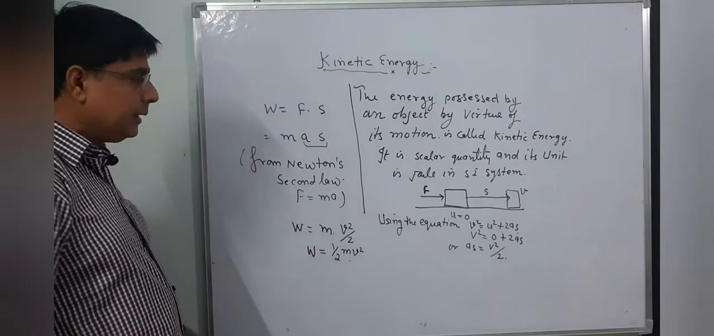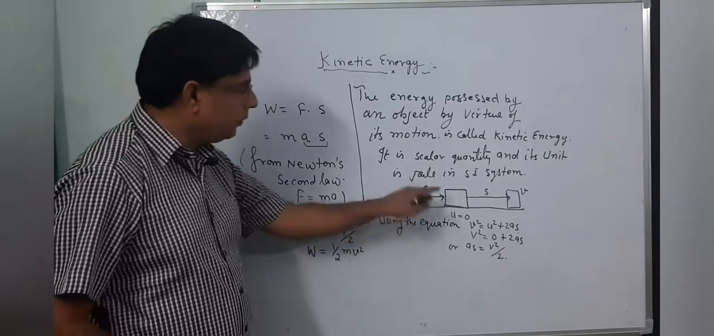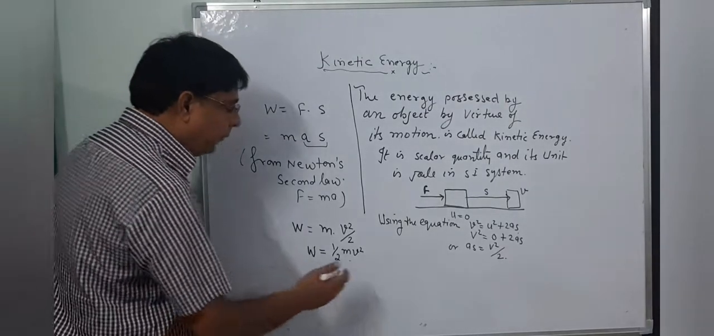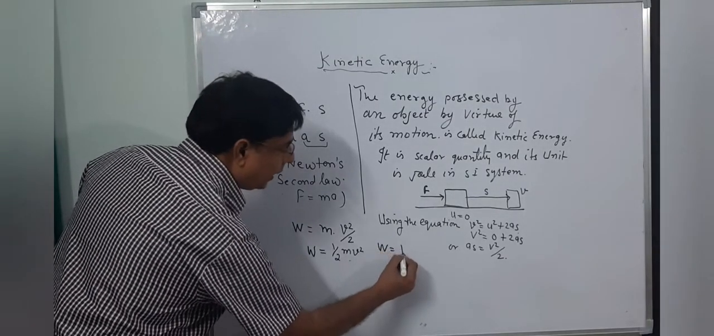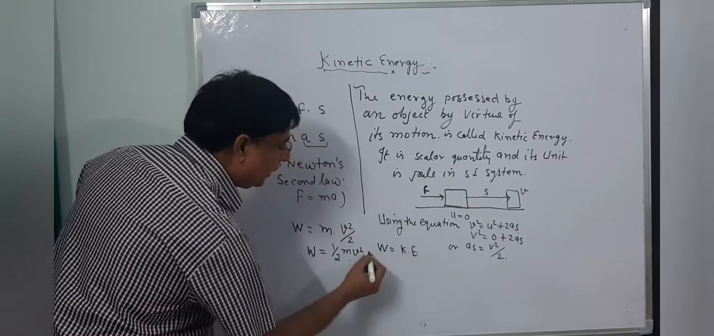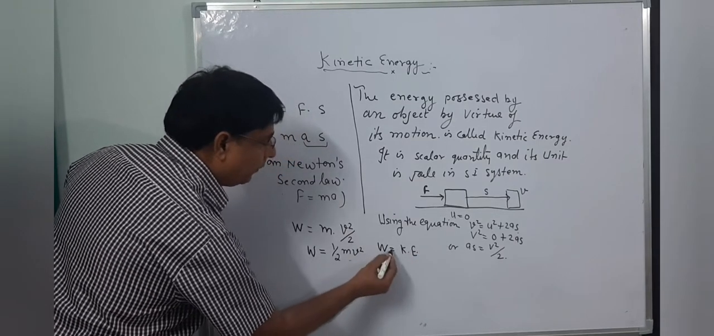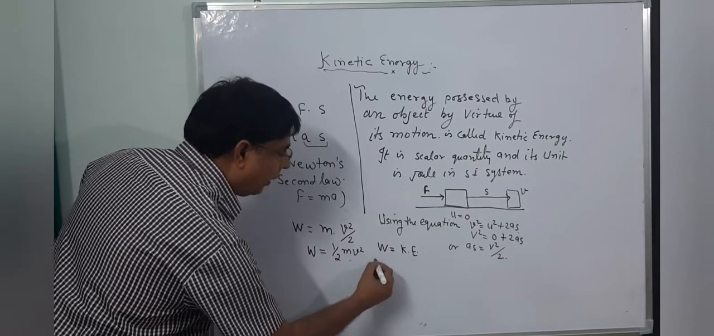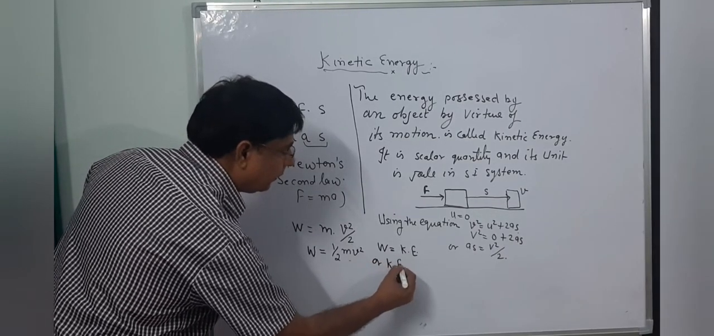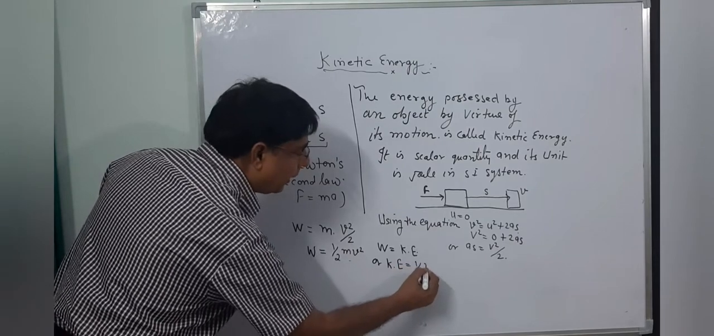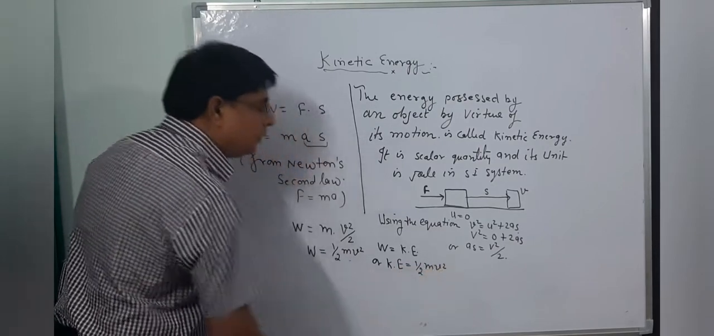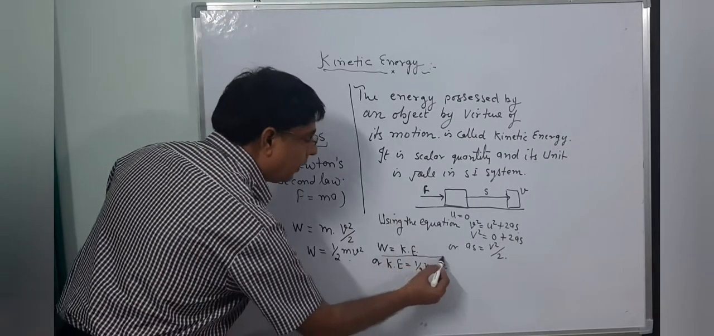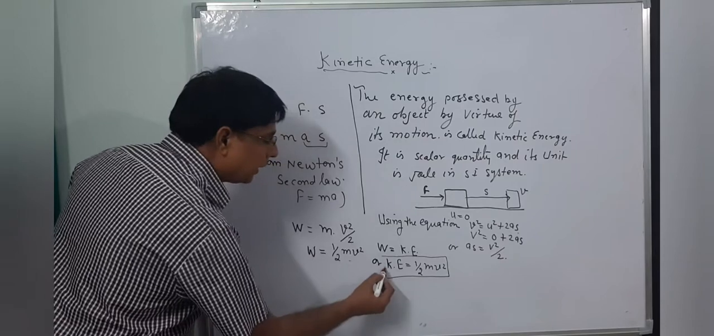As we know, this amount of work done by this force will be converted into kinetic energy. So work will be equal to kinetic energy. As we know, work is the transferred energy. So work is equal to kinetic energy, or kinetic energy will be equal to half m v square. So in this way we obtain the relation for the kinetic energy of an object.